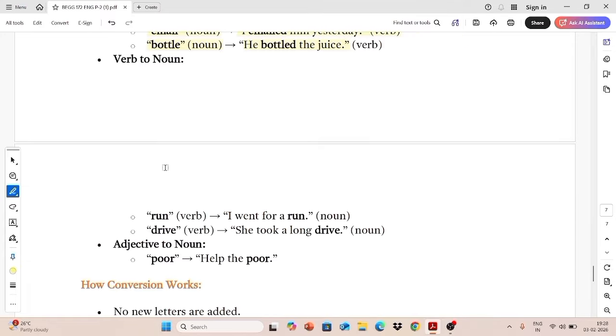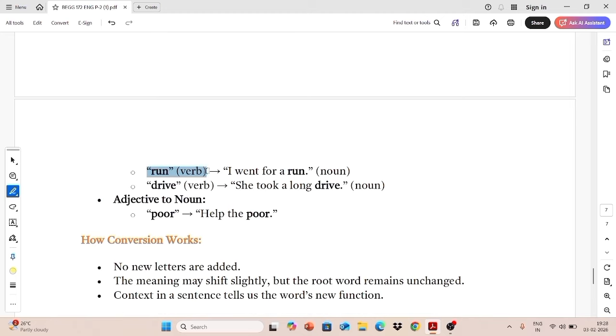Verb to a noun. Run is a verb. I went for a run. So this running is a verb, but when we convert them, it can become a noun. Here in this sentence, run is not a verb, it is a noun.